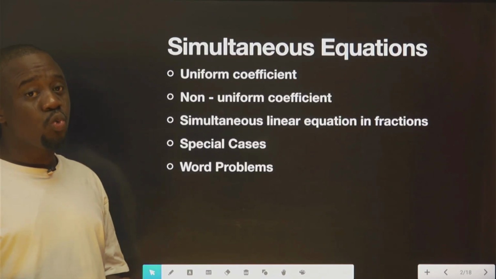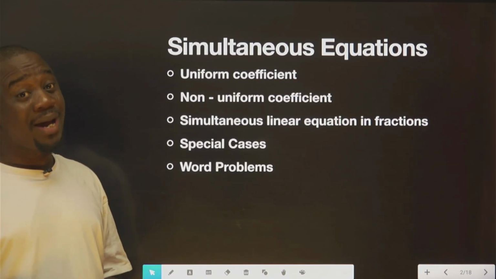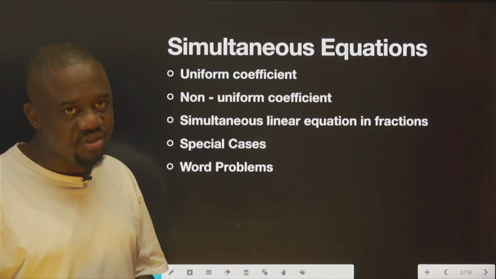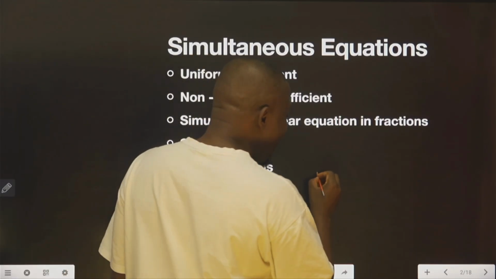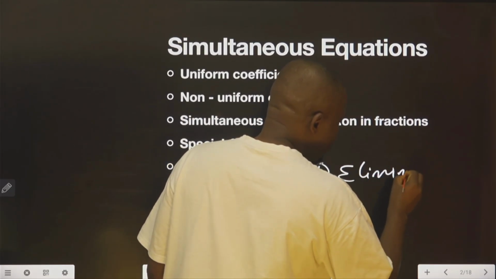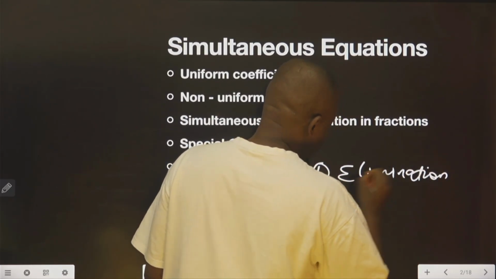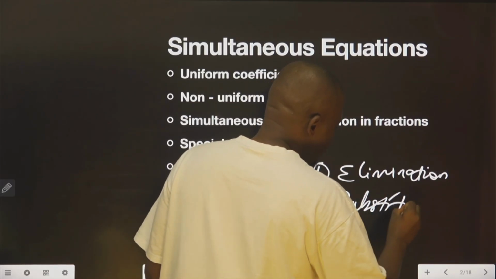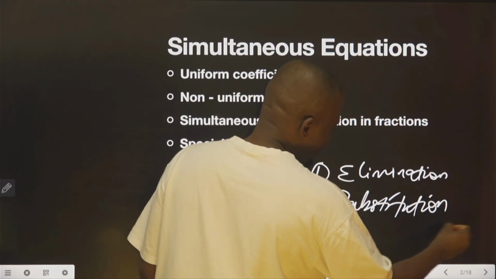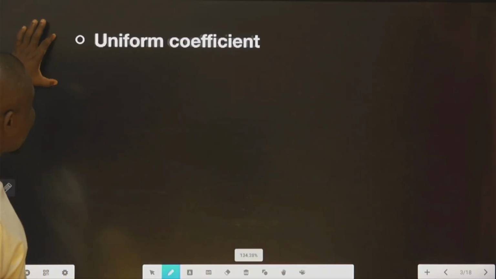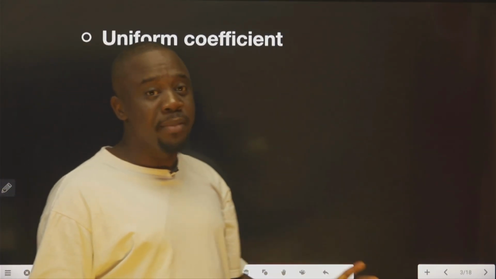Before we continue, one thing I want you to put at the back of your mind is, when it comes to simultaneous equations, there are two methods of solving them. One is the elimination method. The next is the substitution method, okay? Let's get started. We are first of all going to consider the uniform coefficient method.